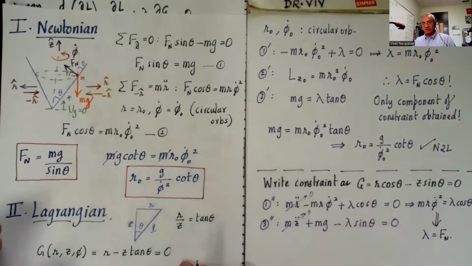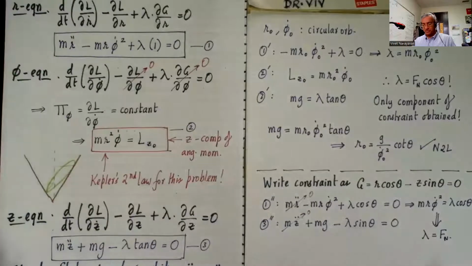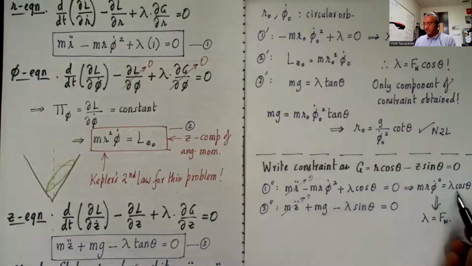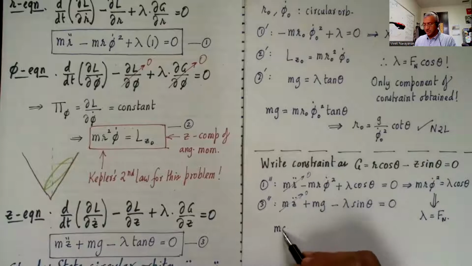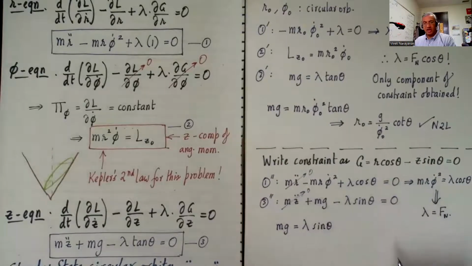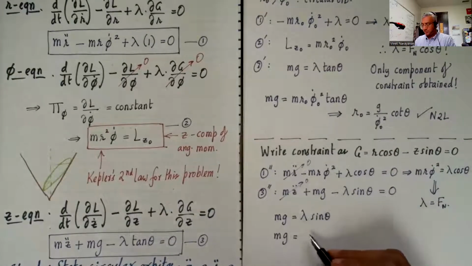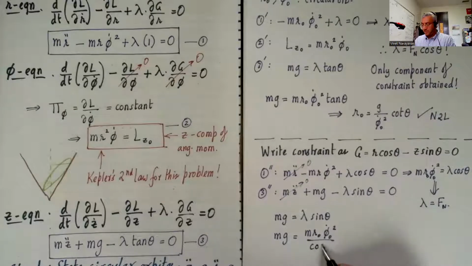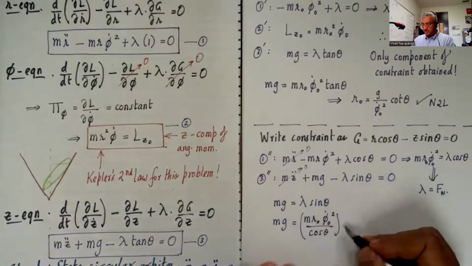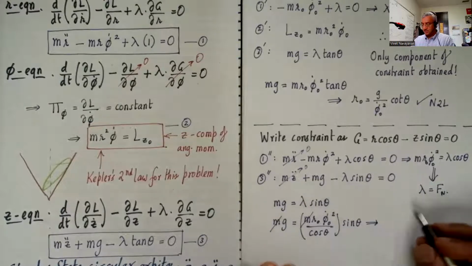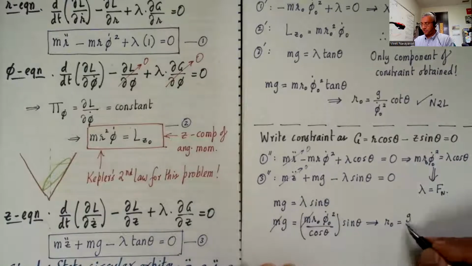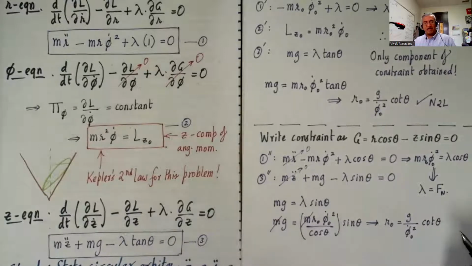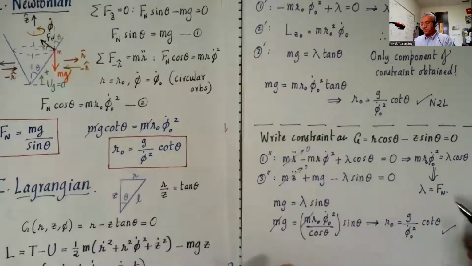Now, let me just assure you that writing this constraint in this slightly different way has not messed with our answer. So I'll use the lambda value from there and substitute it here. I get mg equals lambda sine theta from equation 3 double prime. Now I'll take lambda from there. So I get mg equals m r naught phi dot naught squared divided by cosine theta, because lambda has a cosine theta multiplied with it, times sine theta. The m's cancel out, and I immediately get r naught equals g over phi dot naught squared times cot theta. It is exact, so that criterion is not messed with. So this criterion is obtained, and now we agree with Newton's second law in both places.